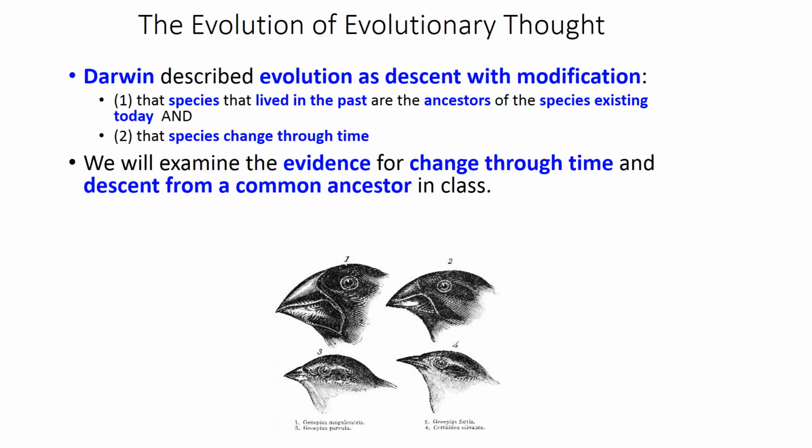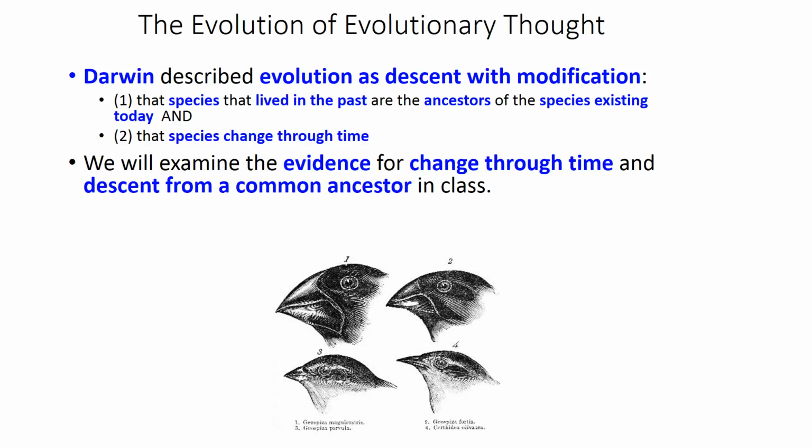And so Darwin really described evolution as descent with modification. And this was brought about by observations that he had. So he collected a lot of fossils on his journey of the Beagle, and he saw fossils that looked like things that were living at that time. They looked really similar, but they were different. And so what he proposed is that species that lived in the past are going to be the ancestors of species that live today.